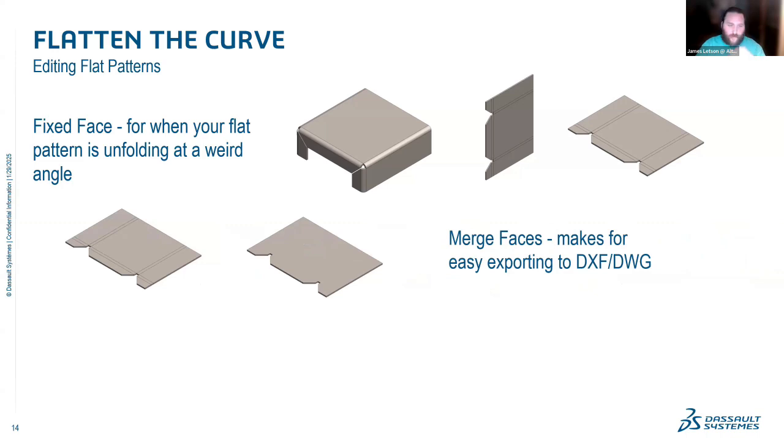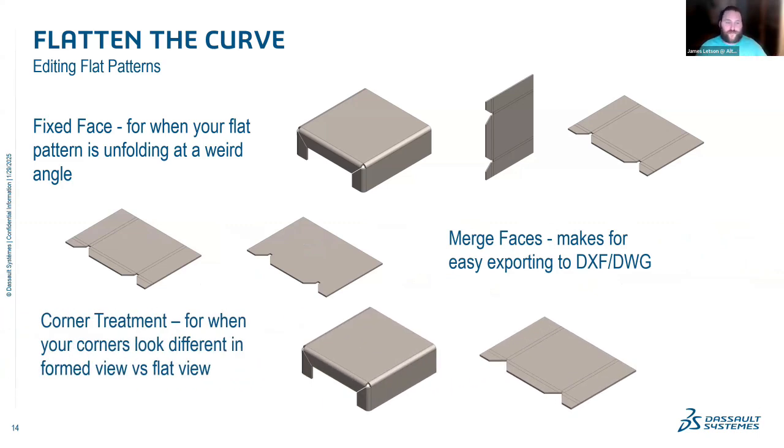It's a kind of hidden, real small checkbox tool that makes it easier for when you're wanting to export your DXF or DWG. Maybe you're sending that part to be cut on a laser or on a plasma or something. And then the last thing I want to talk about is corner treatment for when your corners look different in the formed view versus the flat view.